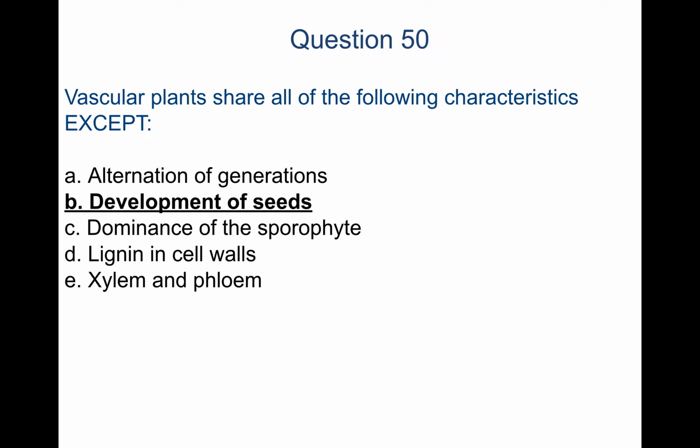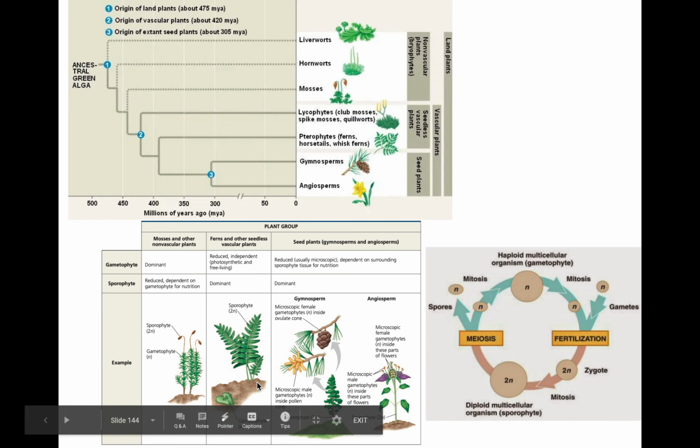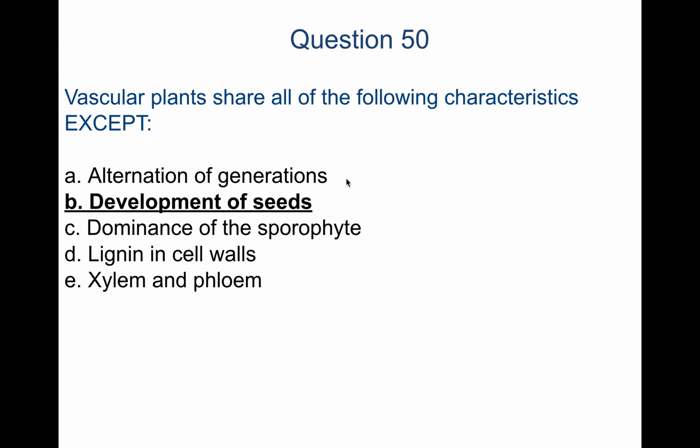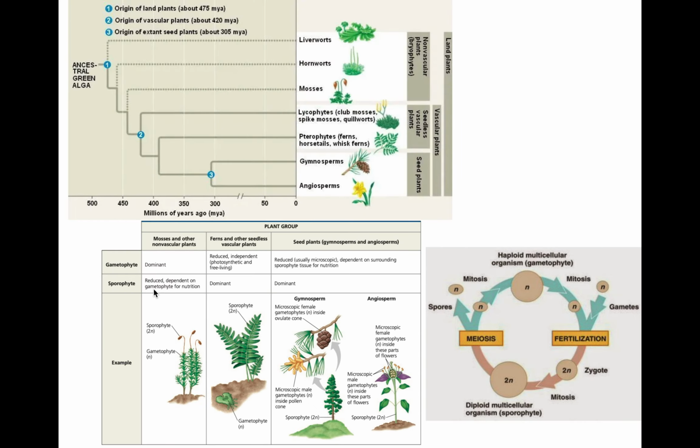Lignin and cell walls, definitely, once you get the plants that start having these stems that are standing up, like the land plants, then you definitely need some of those support structures. And of course, if they're vascular, then they will have some kind of vascular tissue, either xylem and phloem itself or something very similar, because these serve as vascular tissue. The phloem is going to transport the sugars, and the xylem is going to be transporting the water. So the answer is development of seeds.